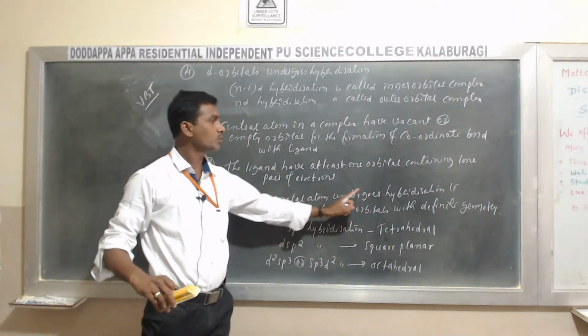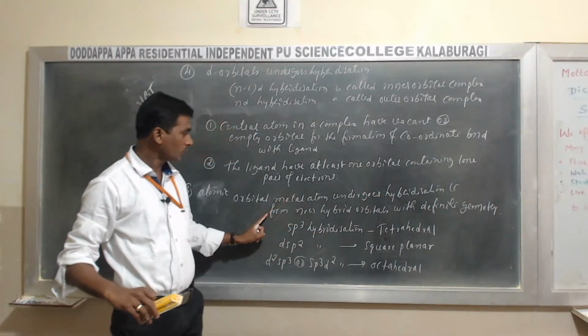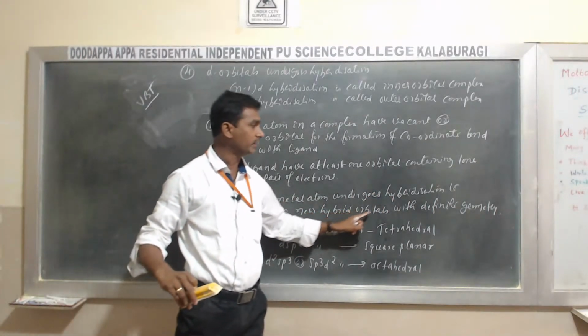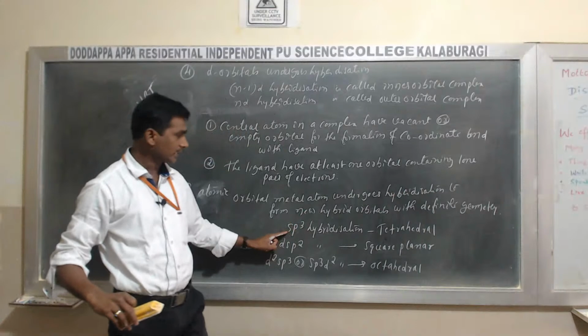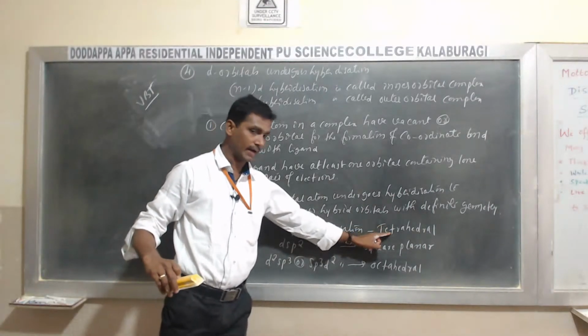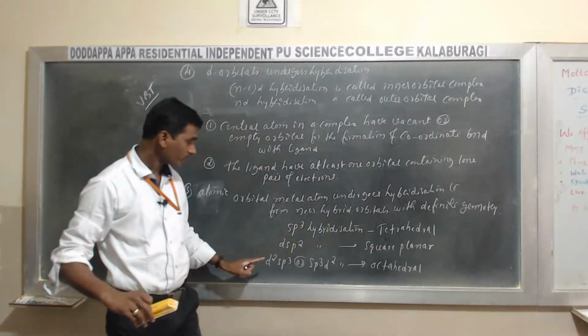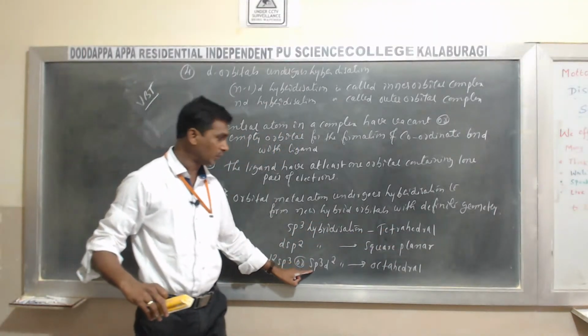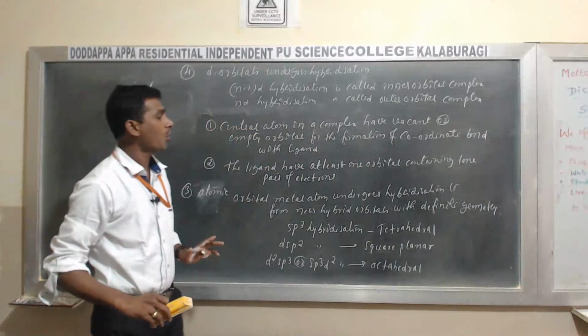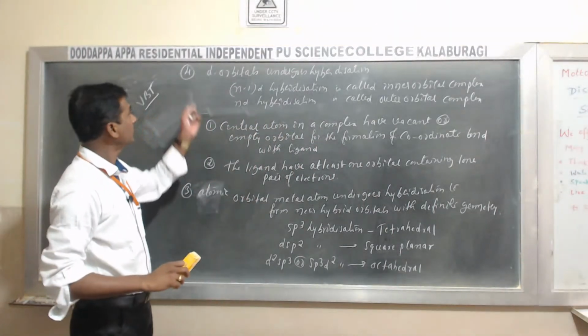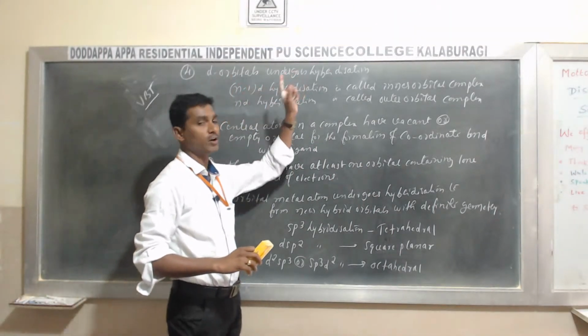The central atom undergoes hybridization to form new hybrid orbitals with definite geometry. sp3 hybridization gives tetrahedral, dsp2 hybridization gives square planar, and d2sp3 or sp3d2 hybridization gives octahedral geometry. The fourth point is that the d orbital undergoes hybridization.